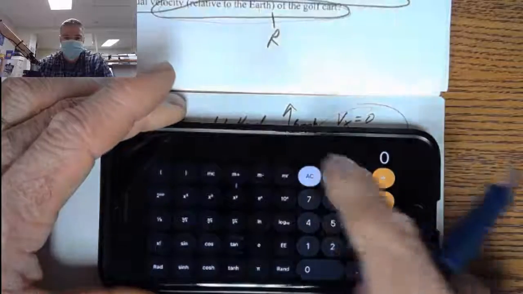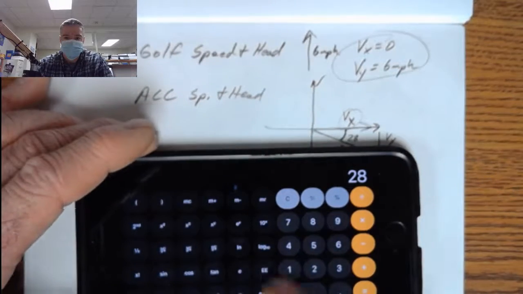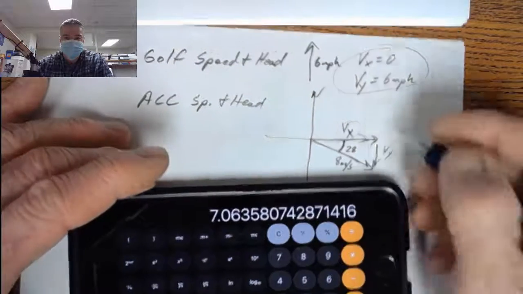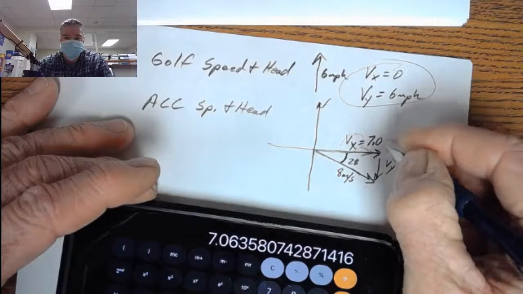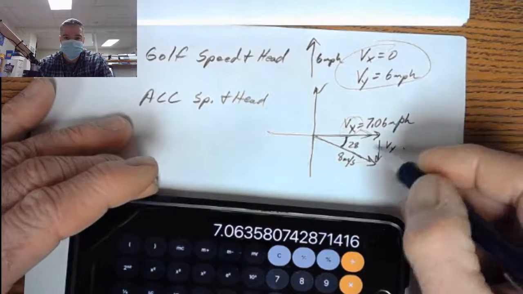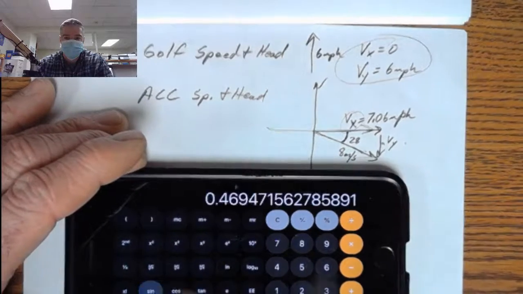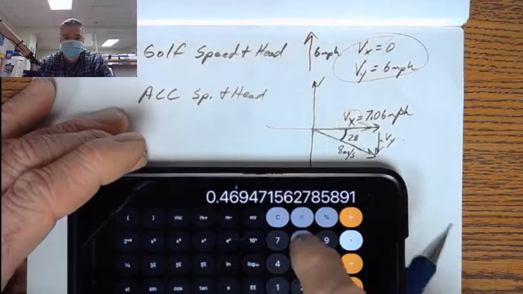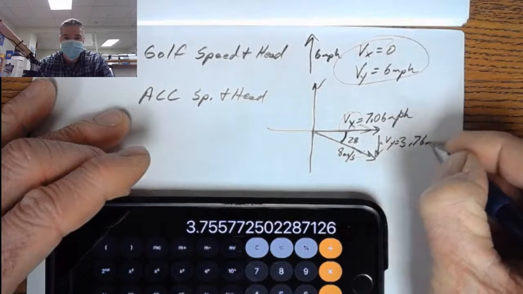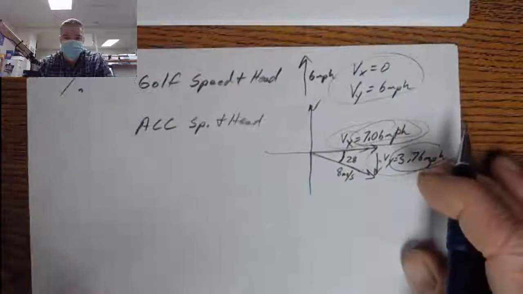So the angle is 28 degrees. Cosine of 28 degrees multiplied by 8 gives me 7.06. Now Vy, the relationship here between those two is sine. So 28 sine times 8 is 3.76 miles per hour. So there we go, I've got my second given.